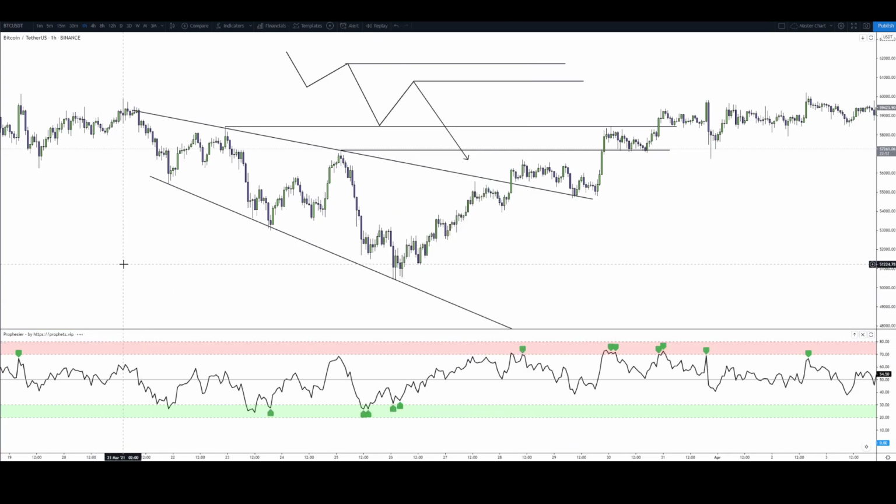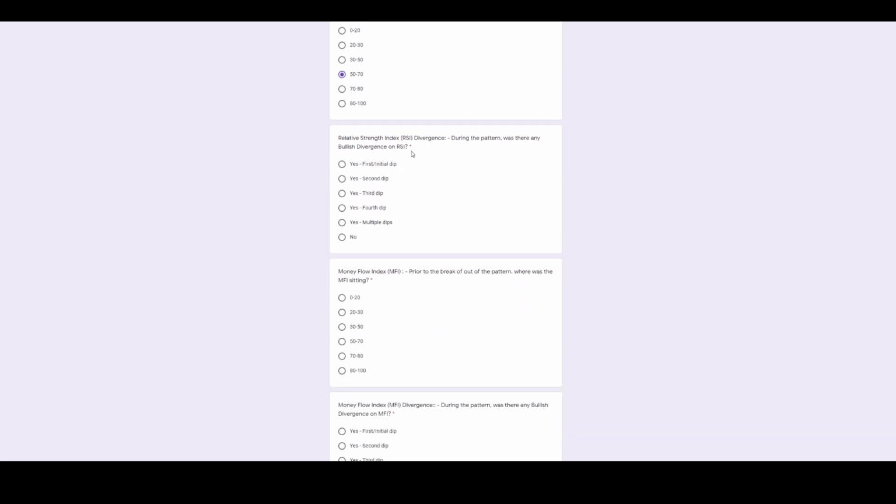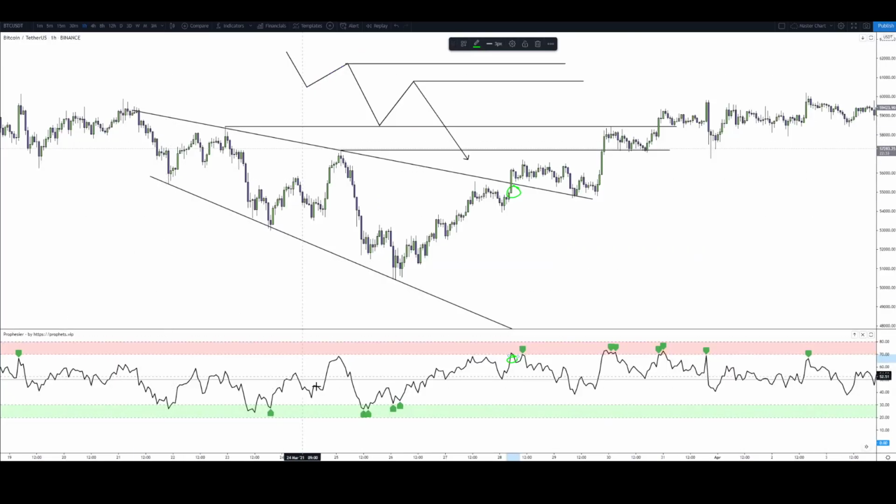Let it load. So breaking out here, this section, where was the RSI sitting? Here. Alright, it was winding up, looking pretty good. It would have been, what, 50 to 70. Cool. Simple. RSI. During the pattern, was there any bullish divergence on RSI?